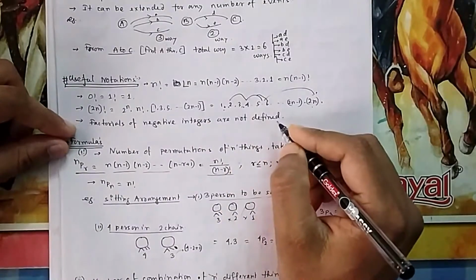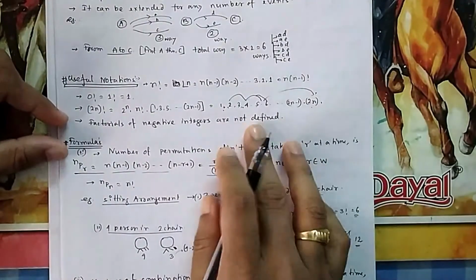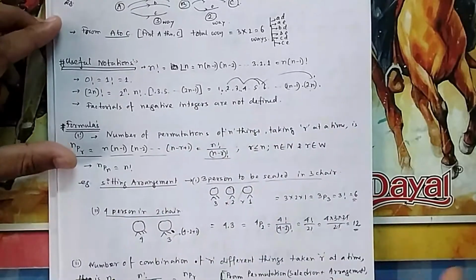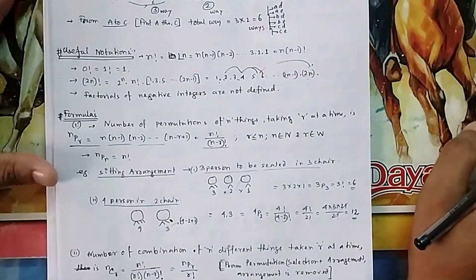Factorials of negative integers are not defined. So remember this one. Factorial is defined only for non-negative integers.